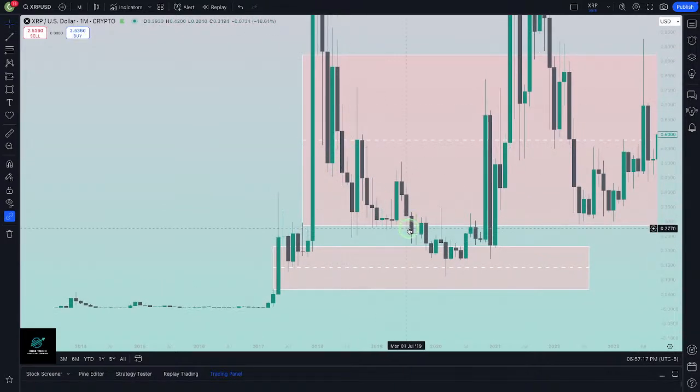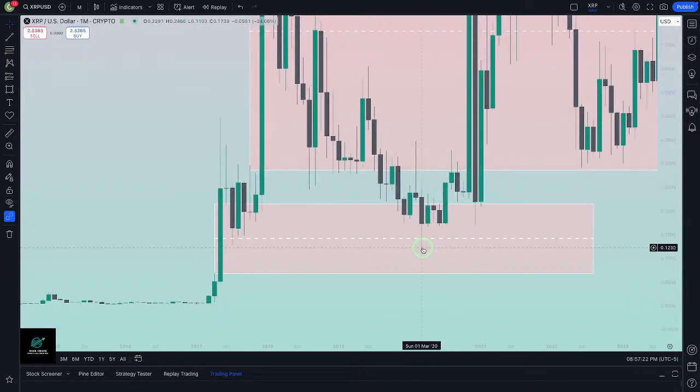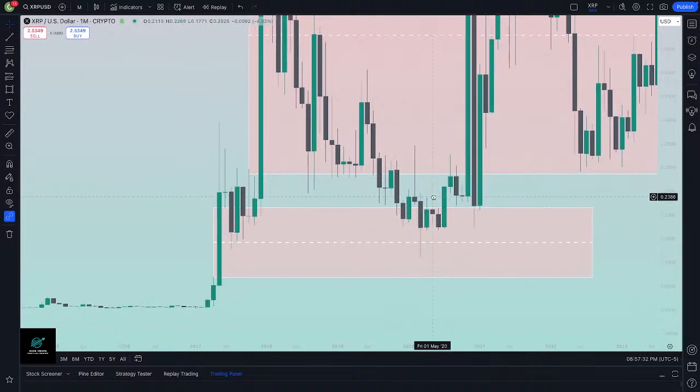Y'all see that? It traded below the market, dropped back down to the midway point. Y'all see that? 2020. Hit the midway point. What kind of array is this? It's a discount. What do we do? We buy in discounts. We sell at premiums.